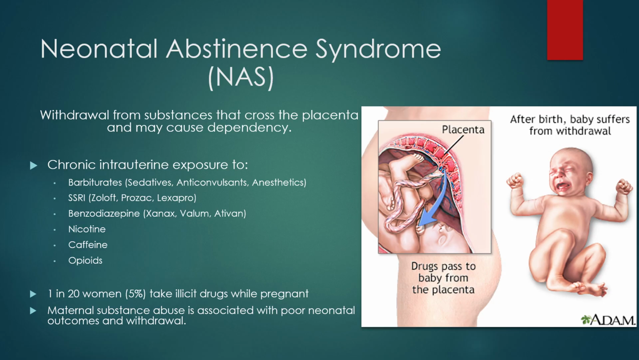to become dependent. When delivery occurs, there is an abrupt termination of the substance that's being delivered to the baby. And that results in that newborn having a spectrum of withdrawal symptoms that will now require medical management and extended hospitalization to wean from the substance. So medications that cause this, barbiturates, SSRIs, benzodiazepine, nicotine, caffeine, and opiates, they can all result in a baby having NAS.